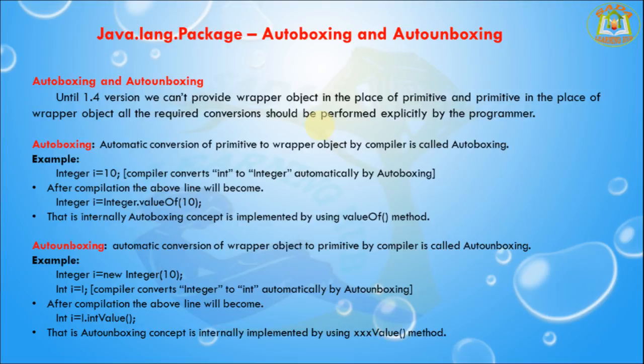Today's session we are going to learn autoboxing and auto unboxing in Java. Until 1.4 versions, we can't provide the wrapper object in the place of primitives and primitives in the place of wrapper objects. All the required conversions should be performed explicitly by the programmer. I can show one example here.